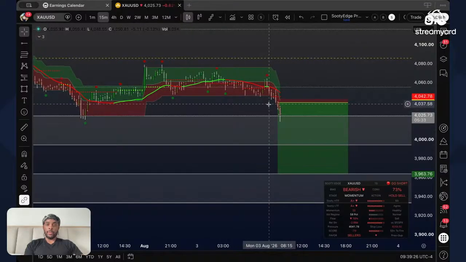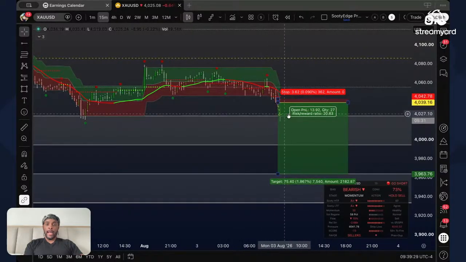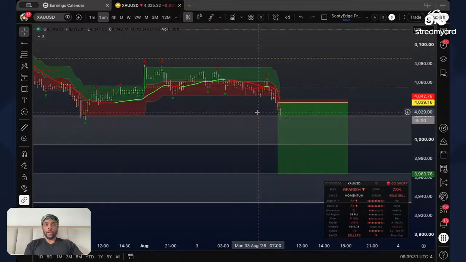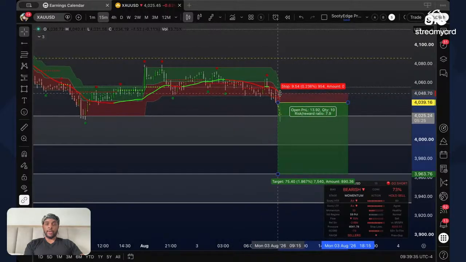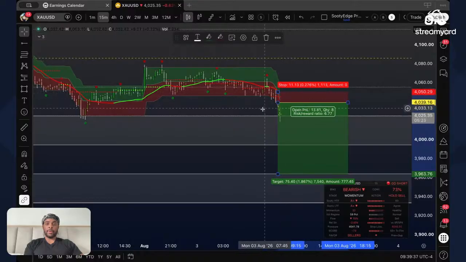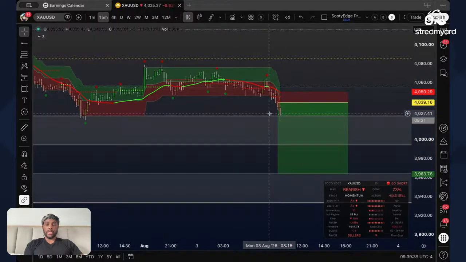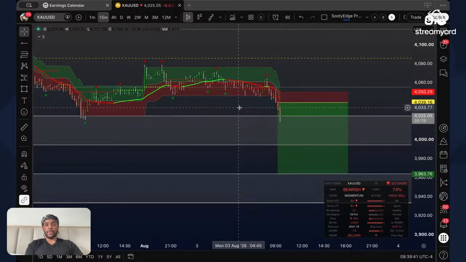I could, one, build on my position by adding a second entry, or I can, two, like I said, bring my stop to break even. That can happen, or I can just keep swinging. So those are the only options right now.